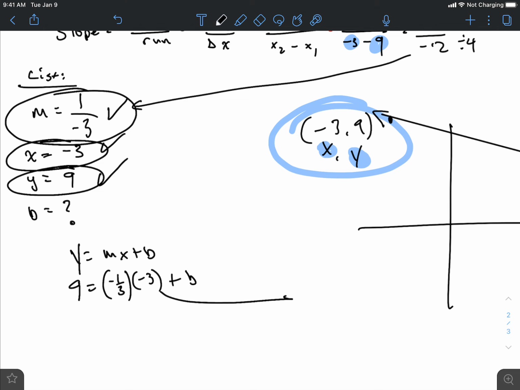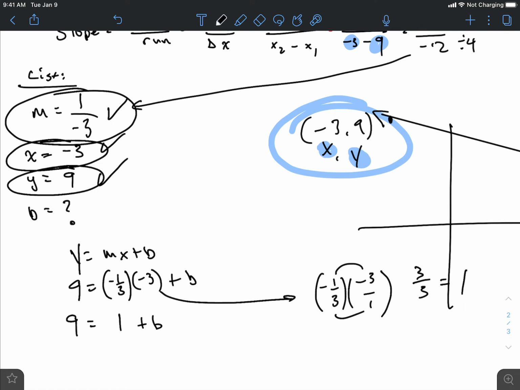Look, we already did some fraction stuff today. Negative 1/3 multiplied by negative 3. What can I always do? Divide by 1. Multiply tops and tops and bottoms, right? What do we get? We get 3 over 3, which is equal to 1. So we get 9 equals 1 plus b. How could you solve for b? Take away 1. Take away 1.